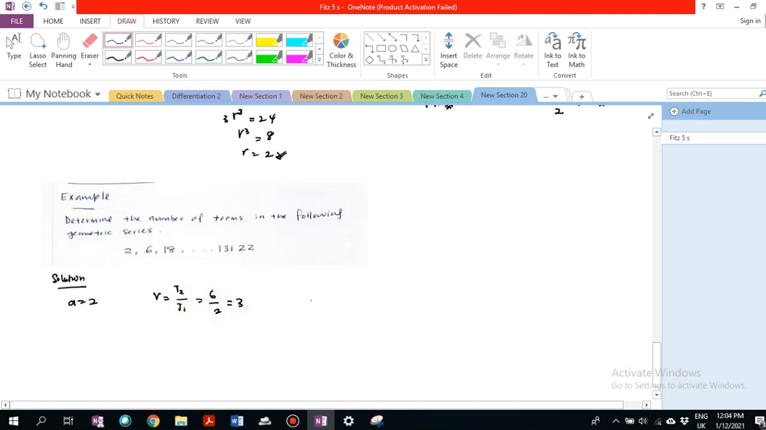So the question asks, what is the number of terms? Tn is equal to the last one, 13122. So what is your Tn? The formula is A R to the power of n minus 1 is equal to 13122. Then your A is 2, your R is 3, so 2 times 3 to the power of n minus 1 is equal to 13122. Then you will get 2 over 3 times 3 to the power of n is equal to 13122.